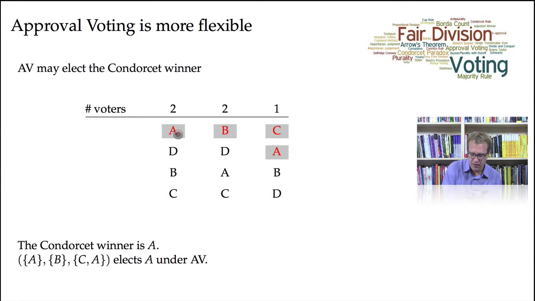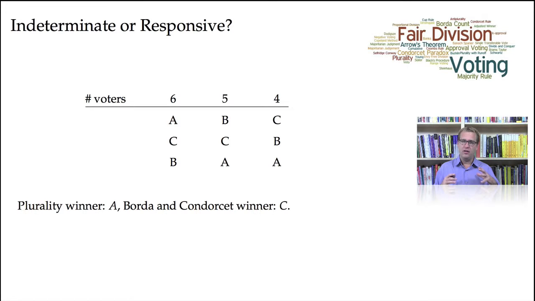Namely, if the 4 voters in the first 2 columns approve of only their top candidate, and the voter in the last column approves of his top 2 candidates. Now, let's look into this flexibility of approval voting a bit more.